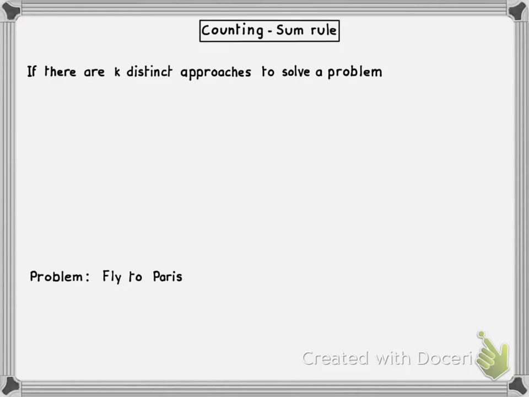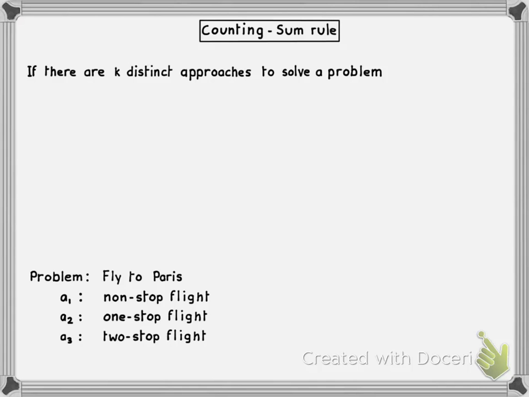Well, one way you can solve this problem is to look for non-stop flights. So this is approach A sub 1. Of course, another approach is you could consider one-stop flights. That's approach A sub 2. And as a third approach, A sub 3, you could look for two-stop flights.